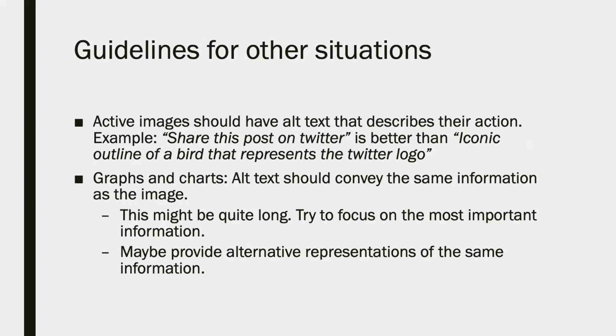A couple of sort of outlier situations on websites. Active images are images that do something when you interact with them. Think of icons, buttons, that sort of thing. When you're putting alt text on an image that is interactive or has an active purpose, it's better to describe the action that that image performs rather than the appearance of that image. So instead of saying, here's a graphic description of a Twitter logo on a blog post, just say, share this post on Twitter. Describe the action that that logo does rather than the appearance of the logo itself.